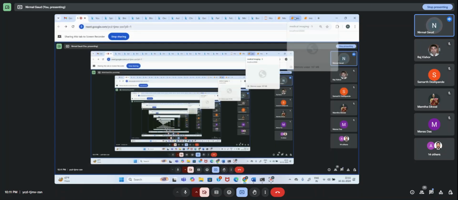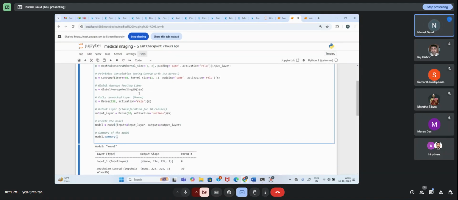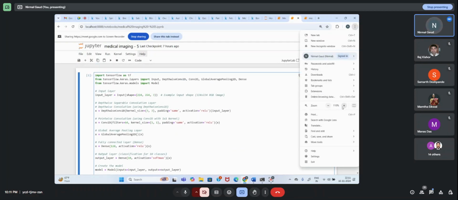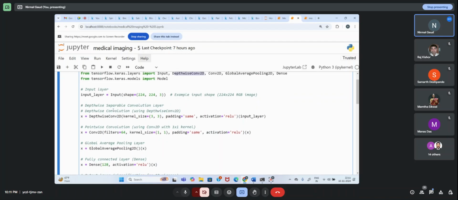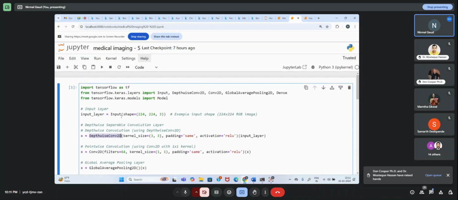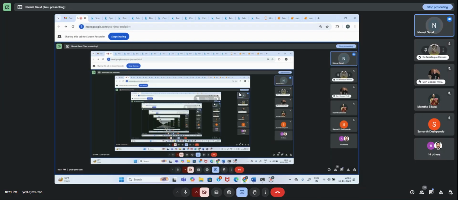Okay, I do have a code related to this for separable convolution also. This is the code for separable convolution. Let me increase the size and show you. I have made all these codes and I will share them with you also. Depthwise convolution, separable. There is already a depthwise convolution layer available. You just use depthwise convolution in your code and it will work. Yes, please ask the question.